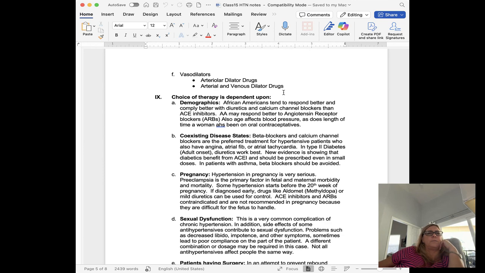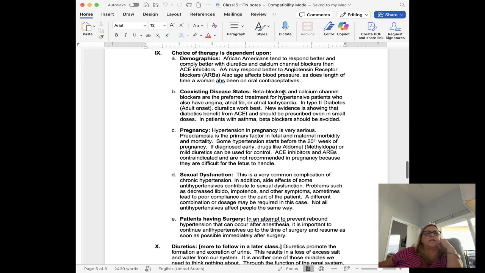Choice is always going to be dependent upon the demographics. African Americans tend to respond better to diuretics and calcium channel blockers than to ACE inhibitors, and they may respond better to ARBs. Age also affects blood pressure, and so does the length of time a woman has been on oral contraceptives. So we do have to consider a lot of these things.